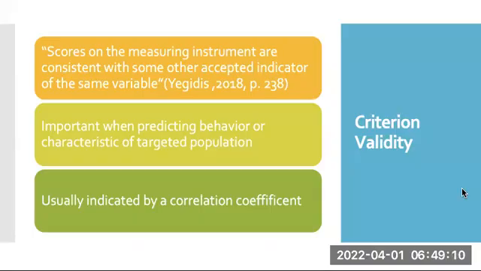So for example, if a job applicant takes a performance test during the interview process, and this test accurately predicts how well the employee will perform on the job, the test is said to have criterion validity. The same, for example, if the SAT or GRE are able to accurately predict how well the students will do in school, then it is said to have criterion validity.